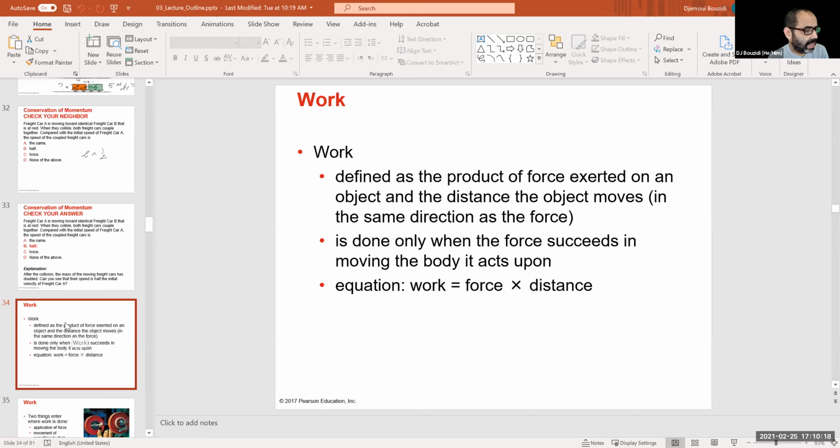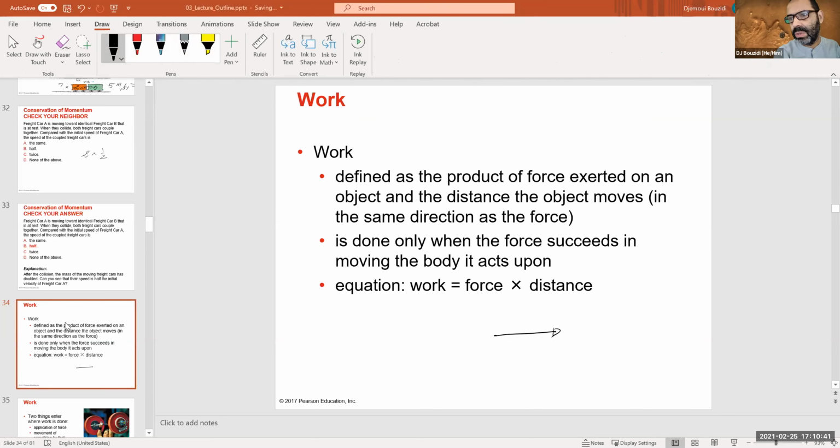And we also defined the impulse as being the change in momentum, and that is the force times the time. The work is force times distance, basically, and you have to be very careful here about what you mean by distance, because there are all kinds of distances that you can consider when you're calculating work.